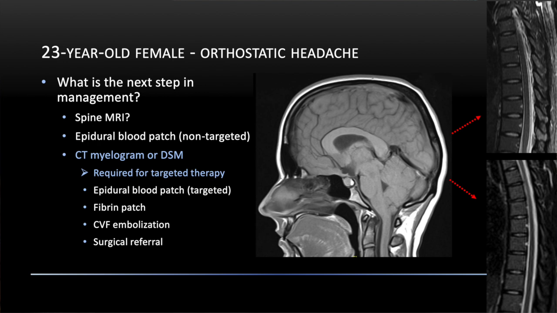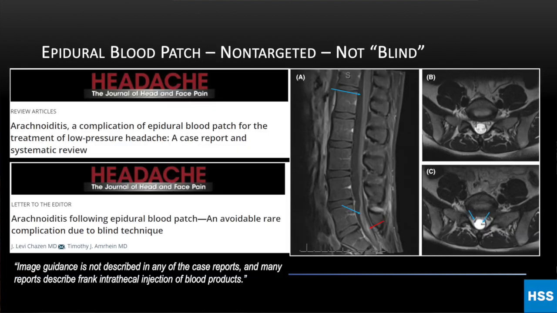Any other type of targeting therapy is going to require a localization study, as we just heard, most likely either a CT myelogram or digital subtraction myelogram. But there are some disadvantages of this as well. So just before we jump in, we're going to get into some nomenclature.